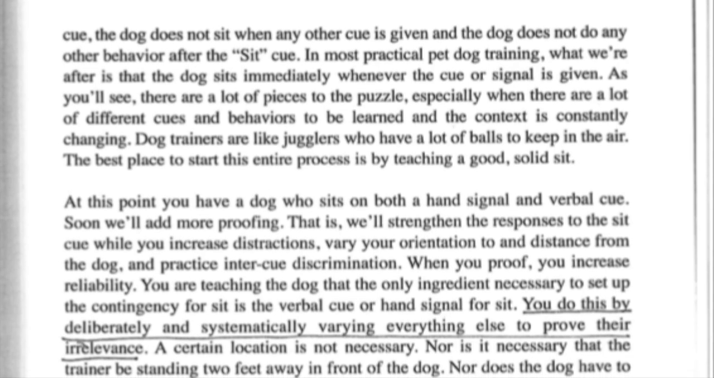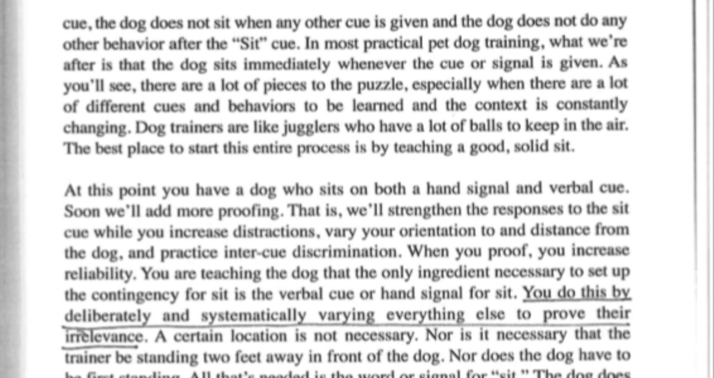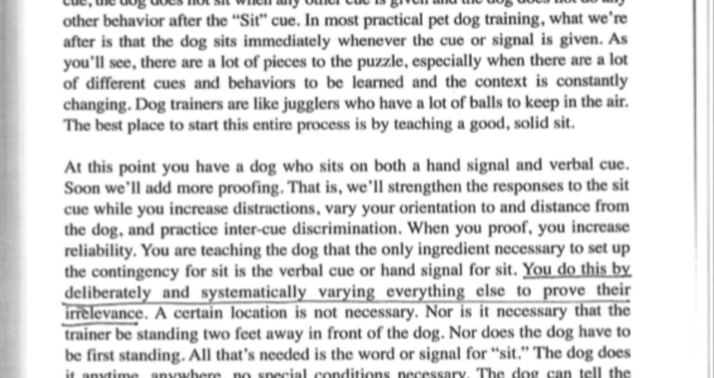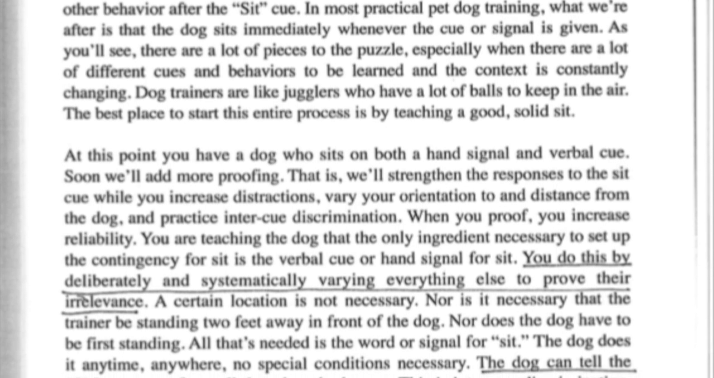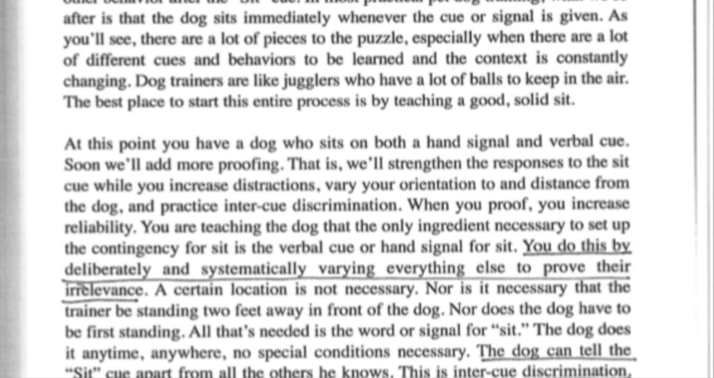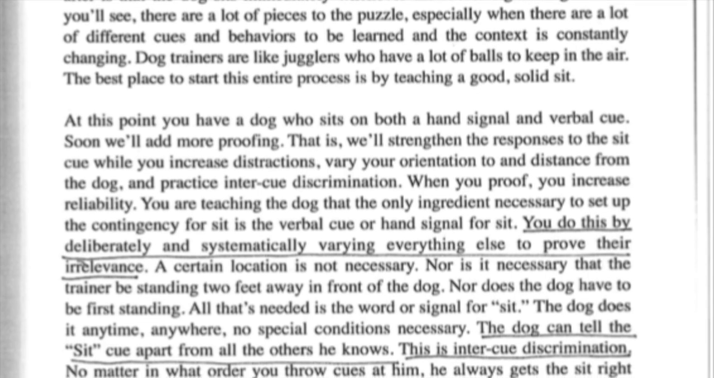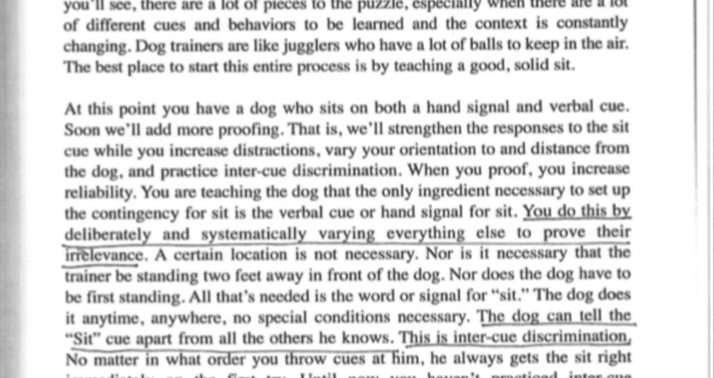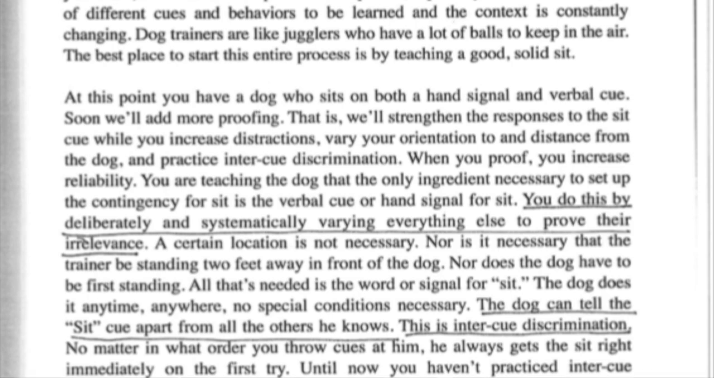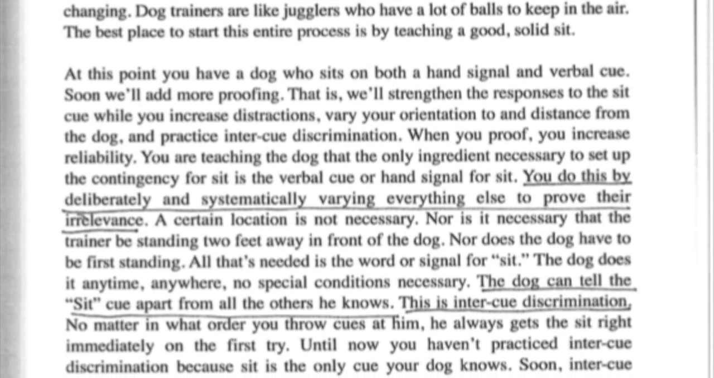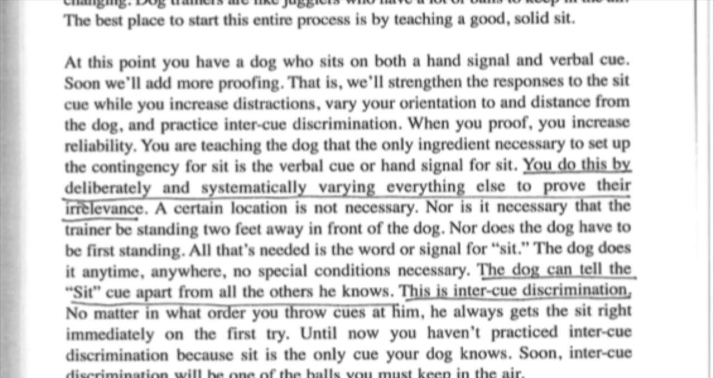That is, we'll strengthen the responses to the sit cue while you increase distractions, vary your orientation to and distance from the dog, and practice inter-cue discrimination. When you proof, you increase reliability. You're teaching the dog that the only ingredient necessary to set up the contingency for sit is the verbal cue or hand signal for sit. You do this by deliberately and systematically varying everything else to prove their irrelevance.